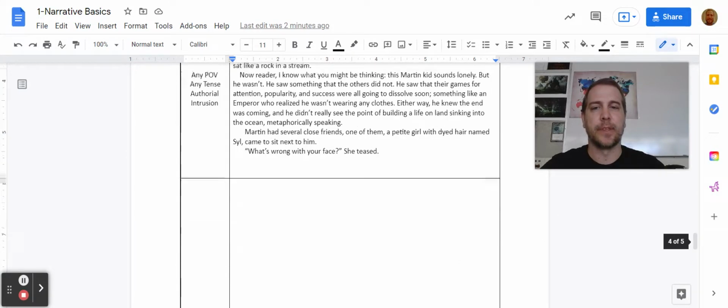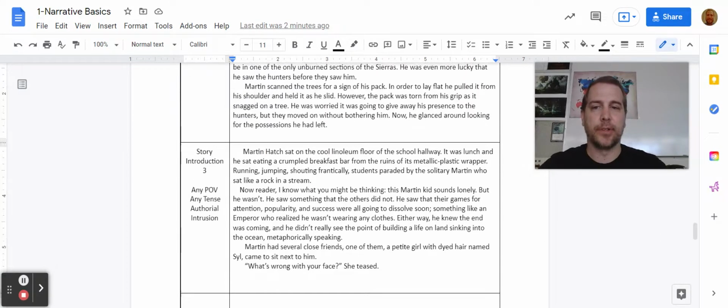So you'll notice that this one actually starts in a little bit of a different place than the other two. And then the third example, you're going to do any point of view, any tense. But what you're going to do is do authorial intrusion, right? You're going to have the author come in and kind of interrupt the story. And you can see here, I do that when I say, "Now reader, I know what you might be thinking. This Martin kid sounds lonely, right?" That's the author kind of jumping in and talking to the reader directly, reminding the reader that they're in the middle of a story.